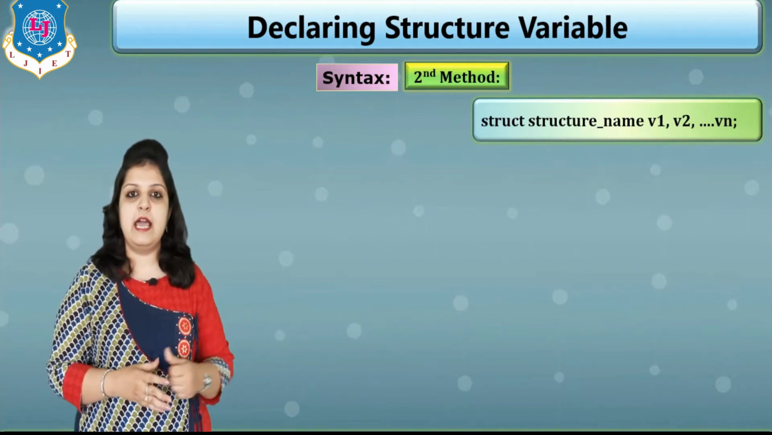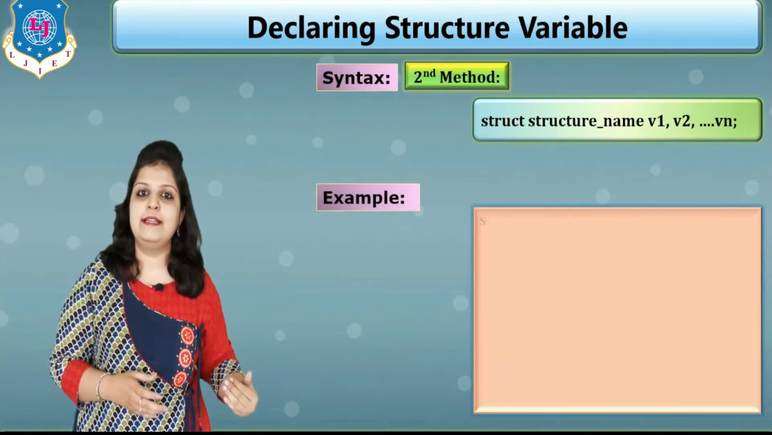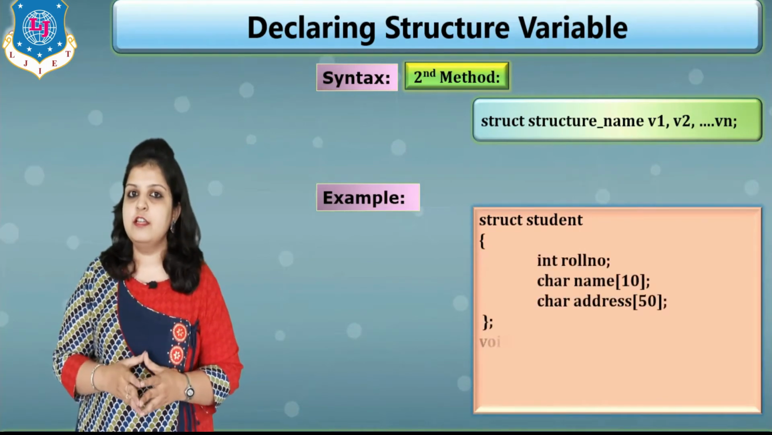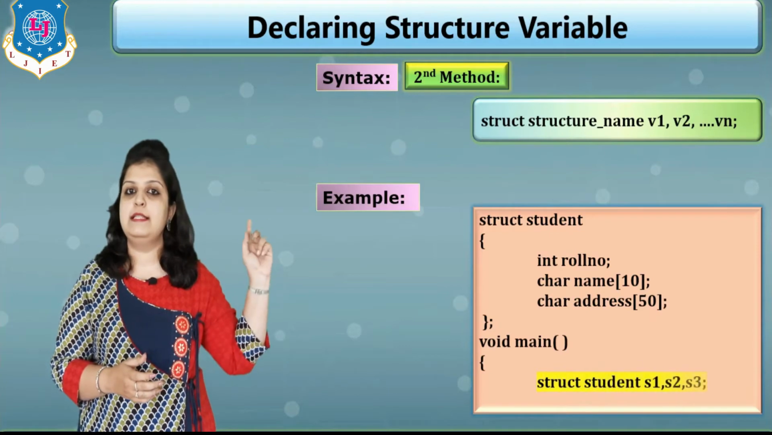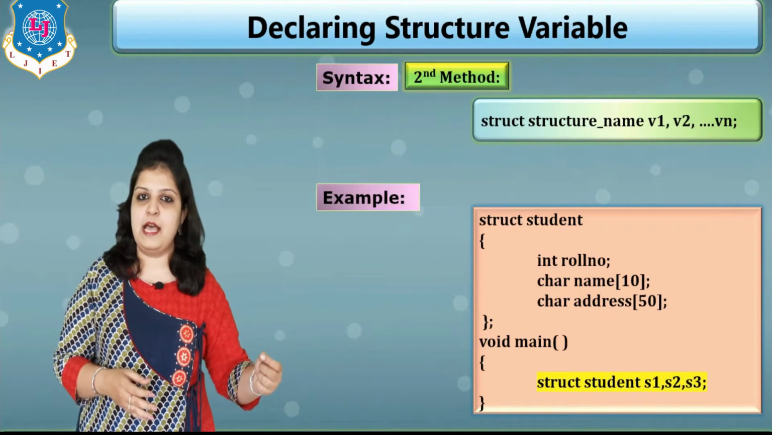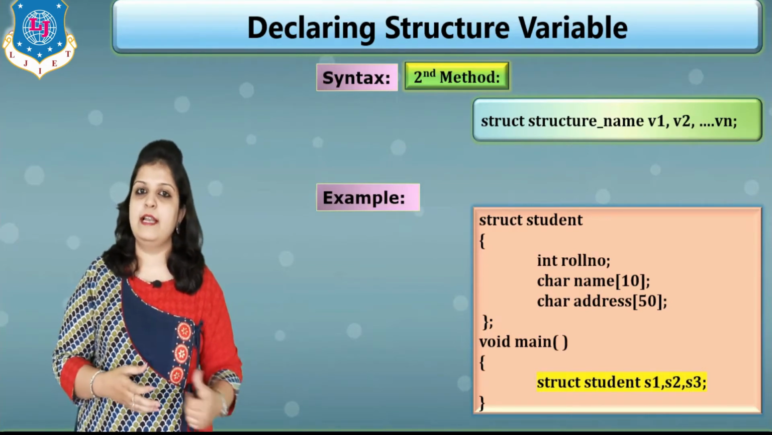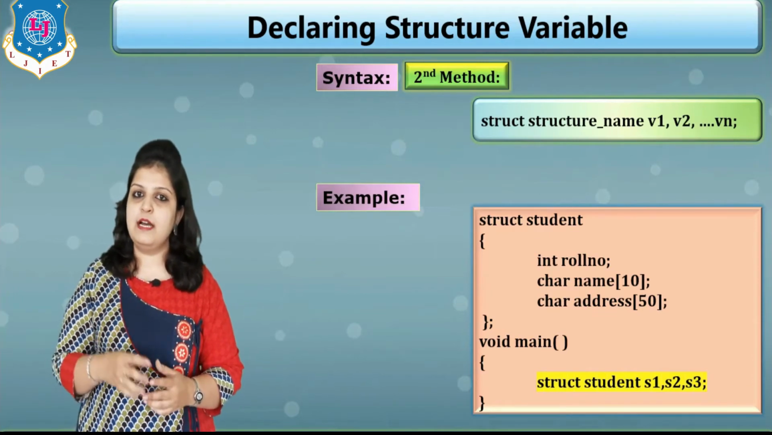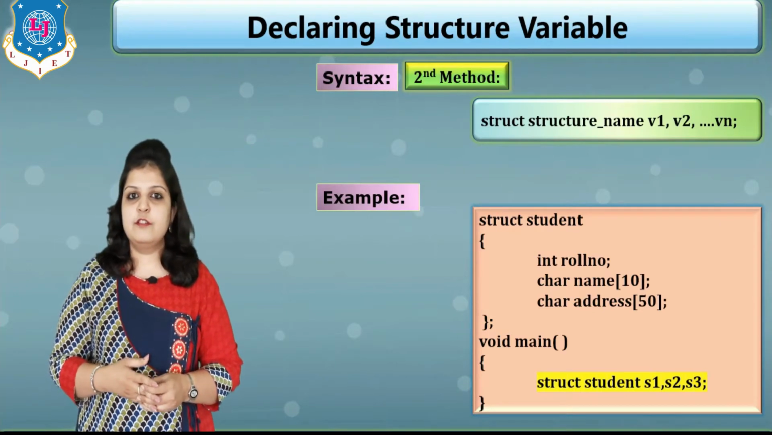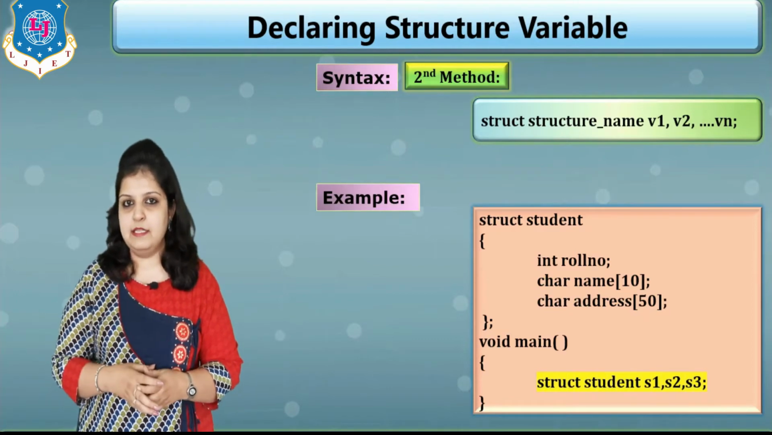So in the example, first we define our structure, then write the main function, and in the main function first write the keyword struct, then our structure name. You can see here that our structure name is student, and then S1, S2, S3. So three structure variables are declared here. Both methods are valid, but the first method is very easy. So in this way we can declare the structure variable. So our second step is completed.